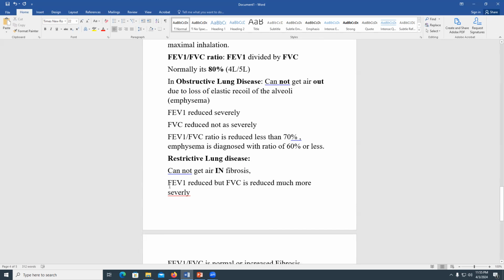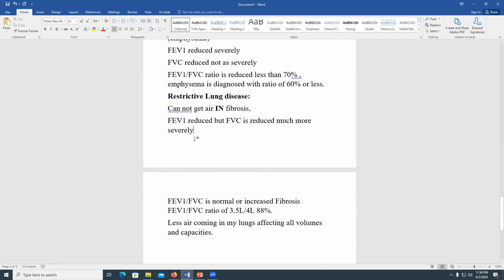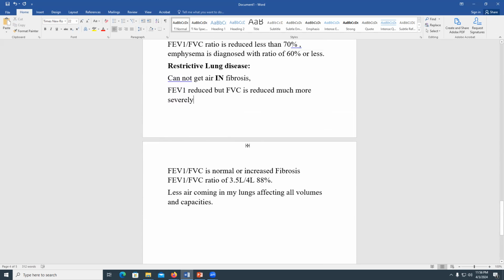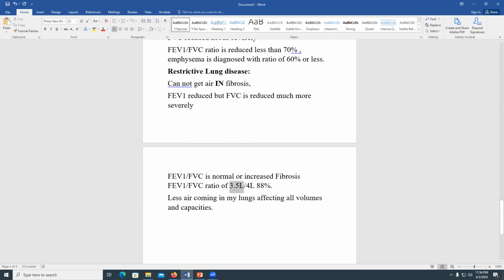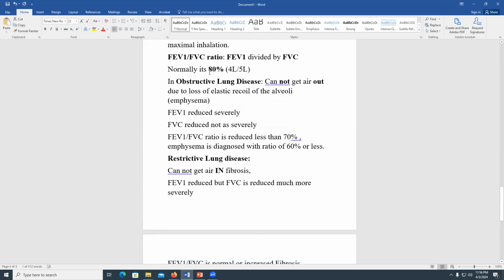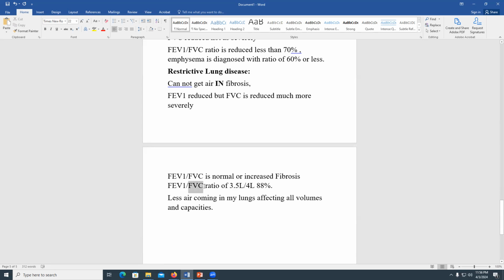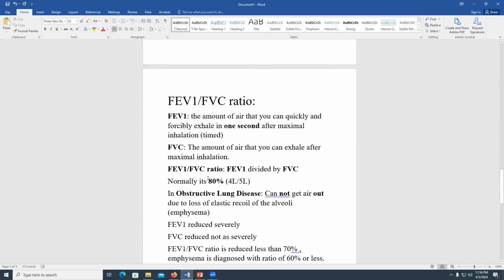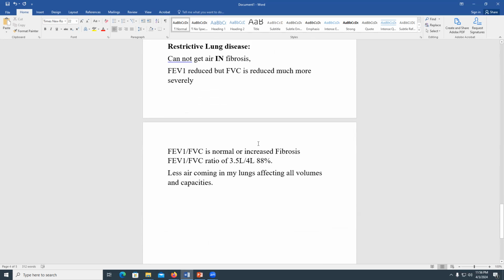And that is represented by FEV1 that is reduced, but the FVC is going to be reduced even much more severely. So how does that affect the math? There is a drop in the numerator, which is the FEV1, but there is an even more severe drop in the denominator, which is the forced vital capacity. So you will not see an overall drop in the ratio. You may even see an increase in the ratio. In normal patients, we would have an 80% ratio. But for patients who have fibrosis or restrictive lung disease, you would have an even higher ratio, about 88%.